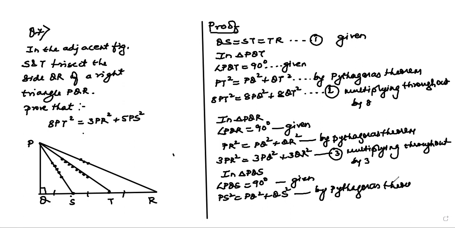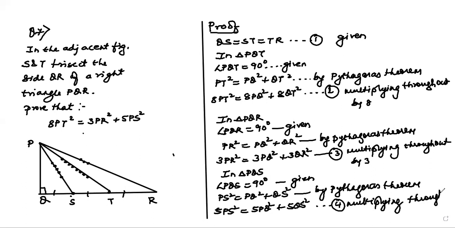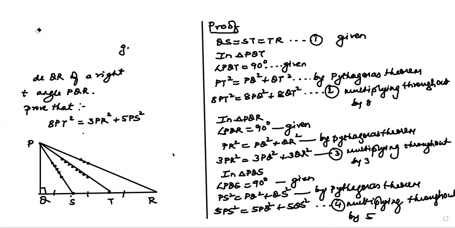Now, listen, but it is 5PS square. So 5PS square, I'm multiplying: 5PQ square plus 5QS square. This is my statement number 4, multiplying throughout by 5. But you want 3PR square plus 5PS square. So what I do, children, I add statements number 3 and 4.